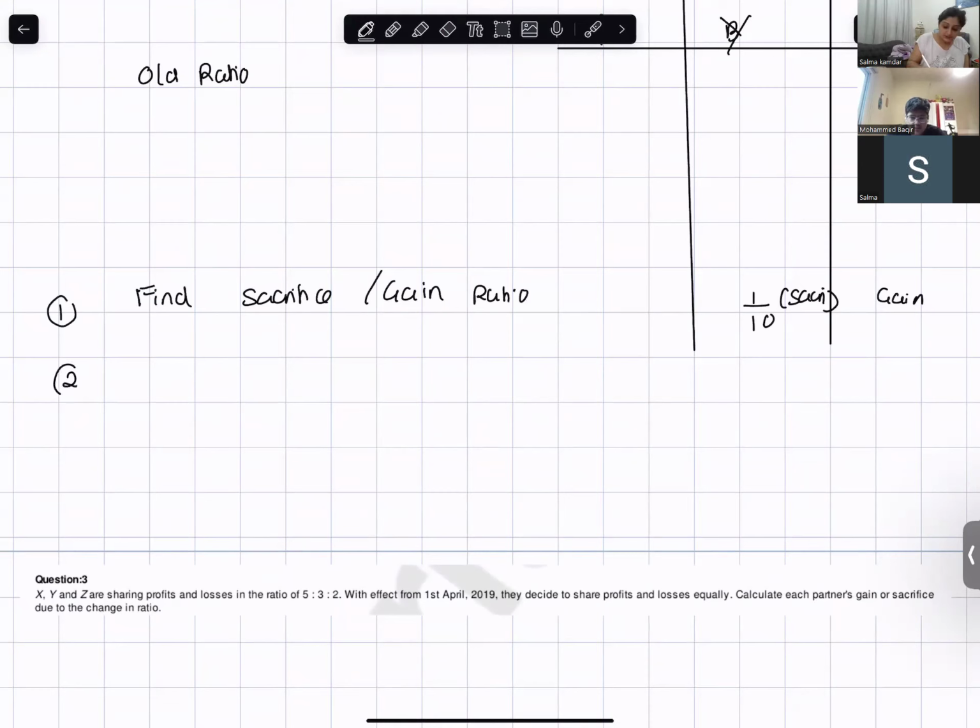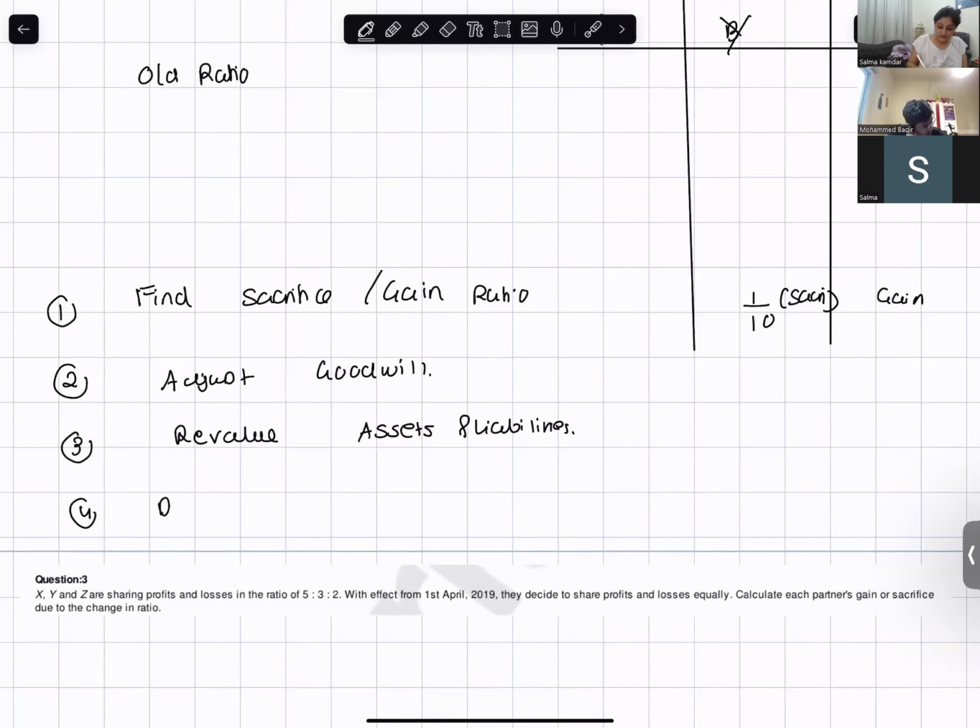Second thing that you will do is you will adjust the goodwill. What will you do? You will adjust the goodwill. Third thing that you will do is revalue assets and liabilities. Fourth thing that you will do is distribute undistributed profits and losses.